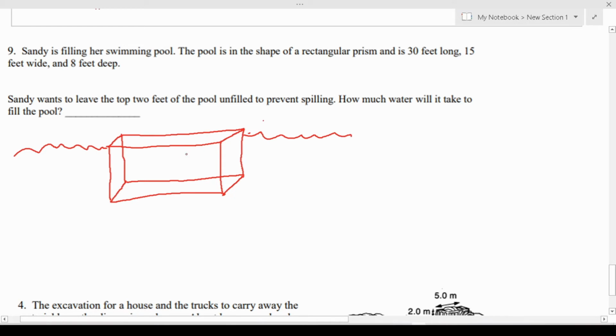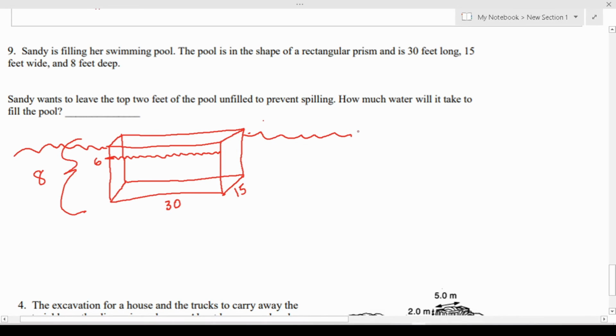We know it's 30 feet long, so this is 30 feet. It's 15 feet wide, so we know this is 15 here. But the pool itself is 8 feet deep, and she only wants to fill it with 6 feet of water to prevent spilling. So technically, this entire height is 8. That said, she's only going to fill it 6 feet. Okay? So again, the water in the pool is only going to go up to 6 feet.